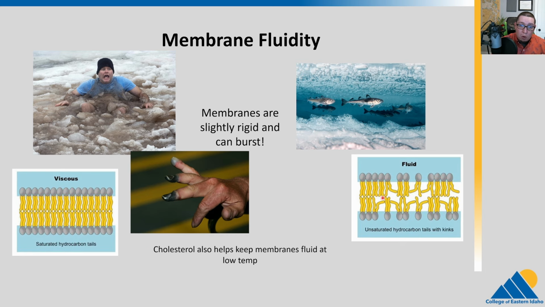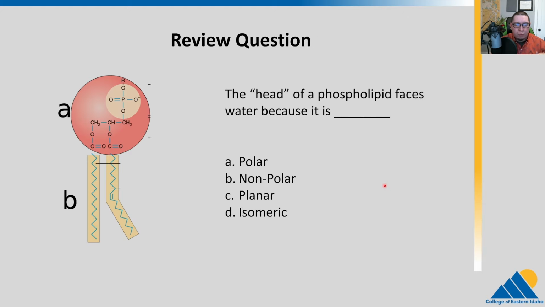Things like cholesterol and unsaturated hydrocarbon tails can make membranes more fluid. Here we can see there are saturated fatty acids, so they're straight and they pack together really well, making this very viscous membrane. If you have unsaturated fatty acids, they have a little kink in them, and that creates space between the phospholipids. That makes the membrane more fluid at lower temperatures. So these organisms have actually evolved phospholipids with slightly different chemistry to allow their membranes to be more fluid at cold temperatures.